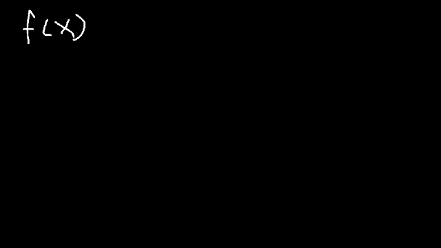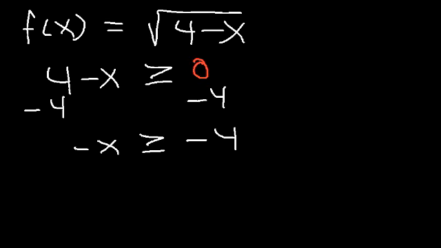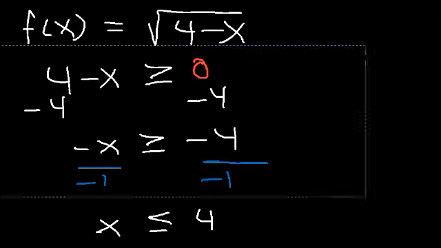Now what about this one? Let's say f of x is equal to the square root of 4 minus x. What is the domain for this particular function? Now we're going to follow the same rules. We're going to set it equal to or greater than 0. So we're going to subtract 4 from both sides. So negative x is equal to or greater than negative 4. Now we need to divide both sides by negative 1. Whenever you multiply or divide by a negative number, the inequality will change direction. So now x is less than or equal to 4.